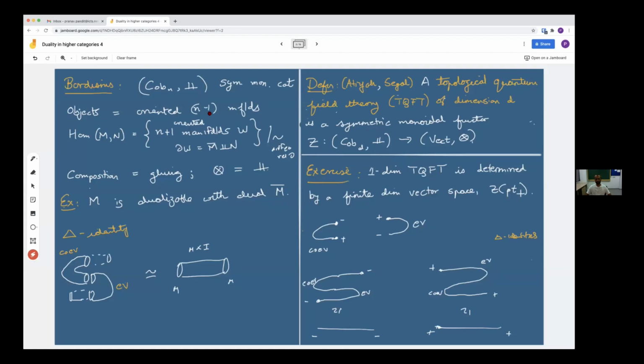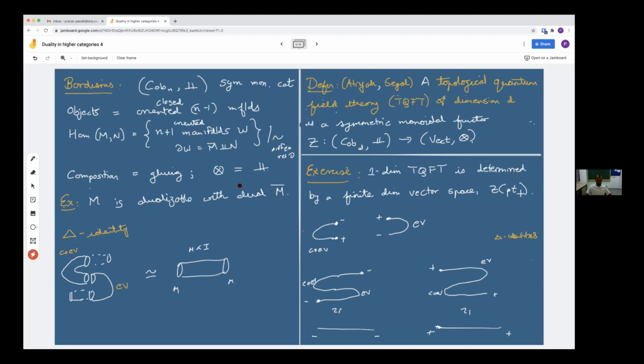So the objects are closed oriented n-1 manifolds. And then the Homs from M to N are manifolds with boundary whose incoming boundary is the first manifold and outgoing boundary is the second manifold, up to diffeomorphism relative to the boundary. Okay, so you identify two cobordisms if they are diffeomorphic relative to the boundary.